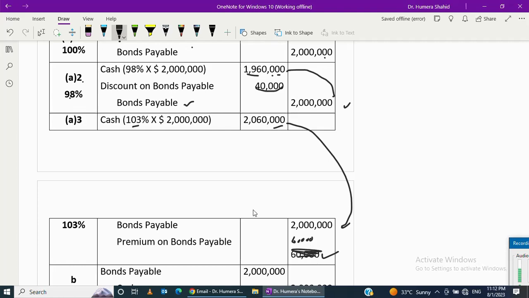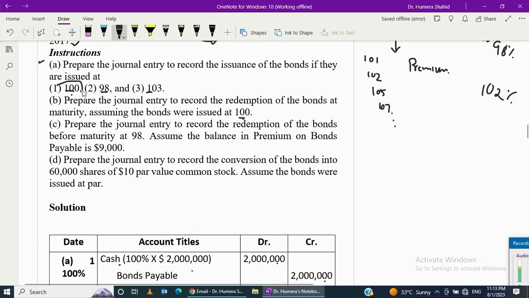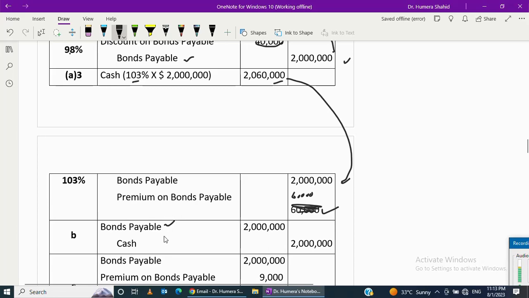Okay, let's read requirement number 2. Requirement number 2 says to prepare the journal entry to record the redemption of the bond at maturity, assuming the bonds were issued at 100. So at maturity when you redeem the bond, even if it is premium or discount, complete face value is being paid. So clearly we will pay the cash face value and cash will decrease, bonds payable will be removed. So see here, bonds payable debit and cash gets credit, 2 million and 2 million.